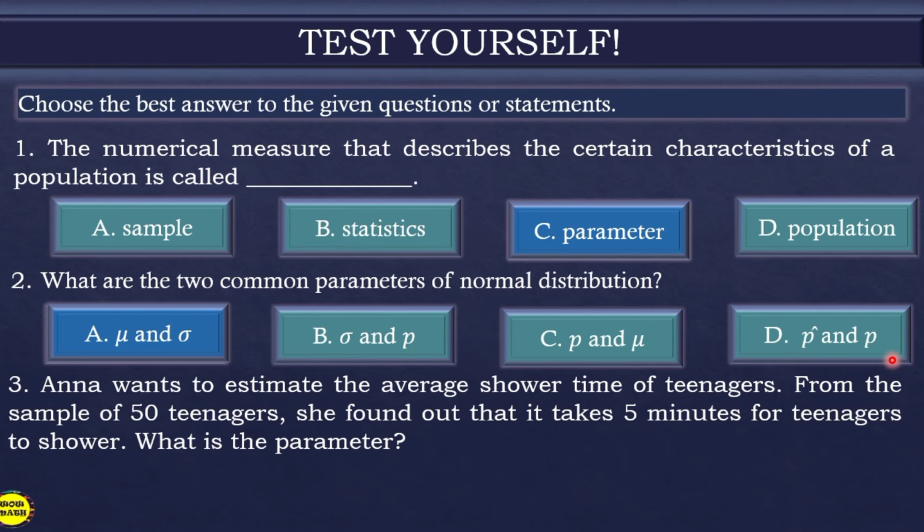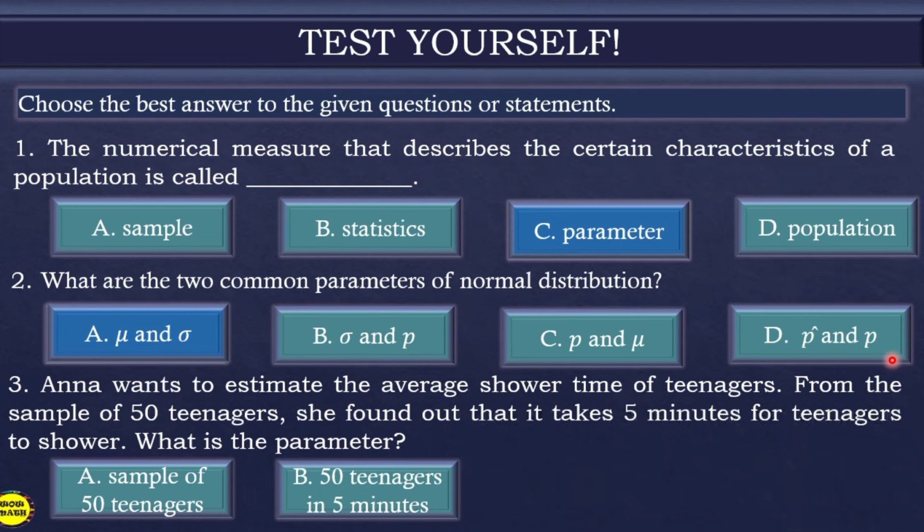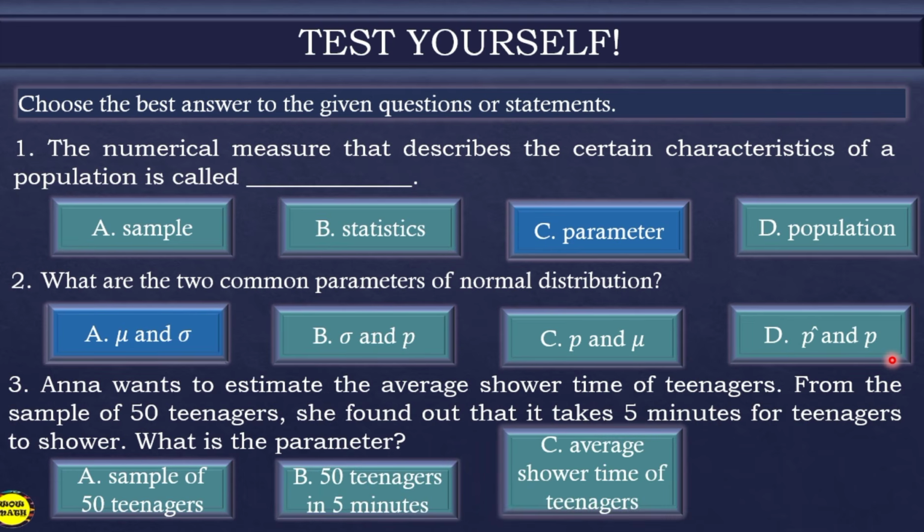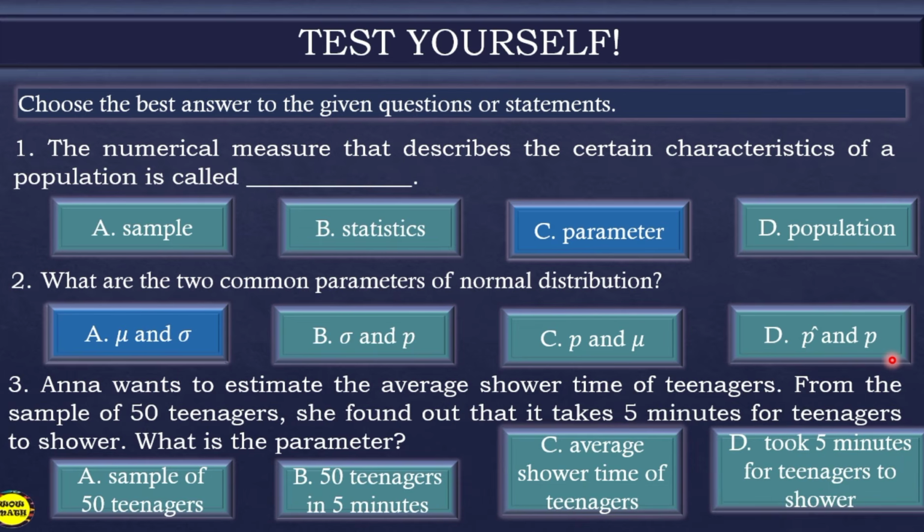Number 3. Anna wants to estimate the average shower time of teenagers from the sample of 50 teenagers. She found out that it takes 5 minutes for teenagers to shower. What is the parameter? Letter A, sample of 50 teenagers. B, 50 teenagers in 5 minutes. Letter C, the average shower of teenagers. And D, took 5 minutes for teenagers to shower. Okay, so the answer will be letter C kasi nandiyan yung word na average. Okay, average shower time of teenagers.